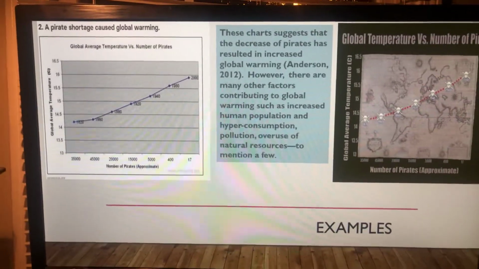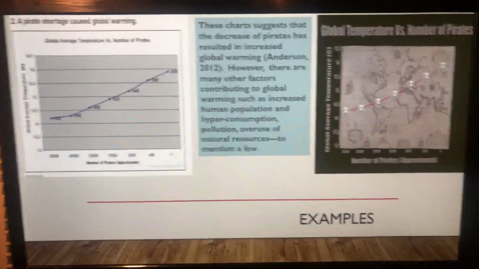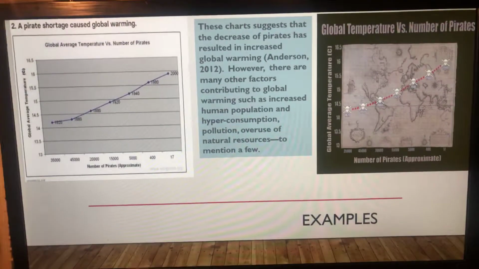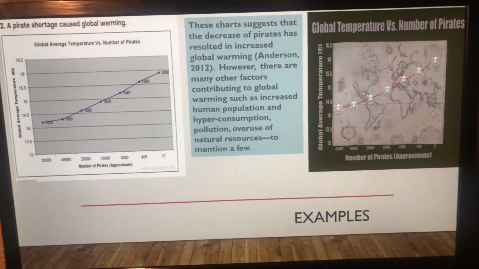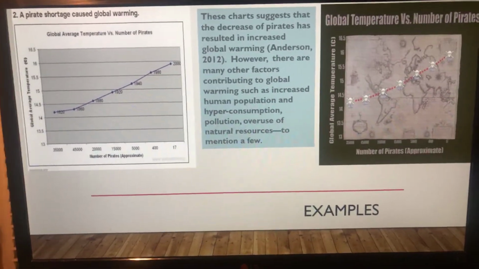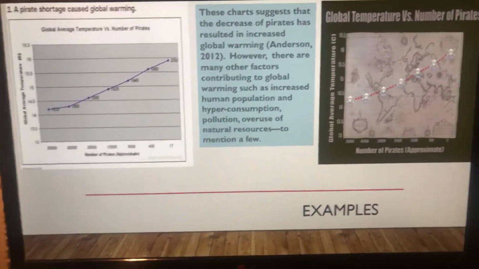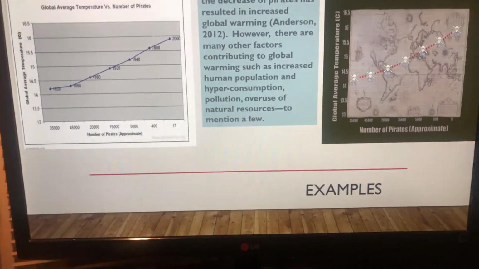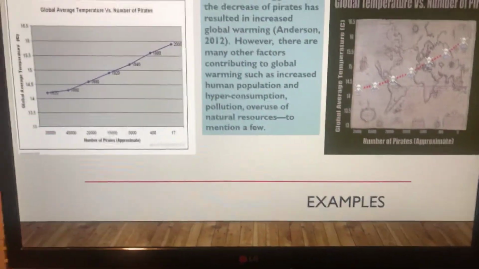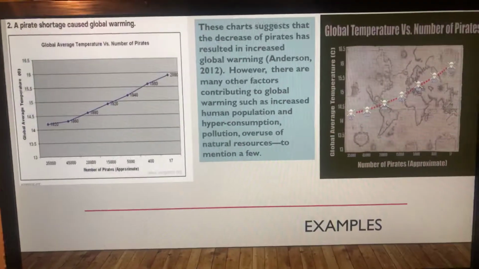Here's another example. A pirate shortage causes global warming. There are multiple sites that show these different charts related to a decrease of pirates resulting in an increase of global warming. But as we know, there are many factors that contribute to global warming other than a pirate shortage, which would be human population, hyperconsumption, pollution, overuse of natural resources, just to mention a few, even advanced technology and hypermobility, to mention others.